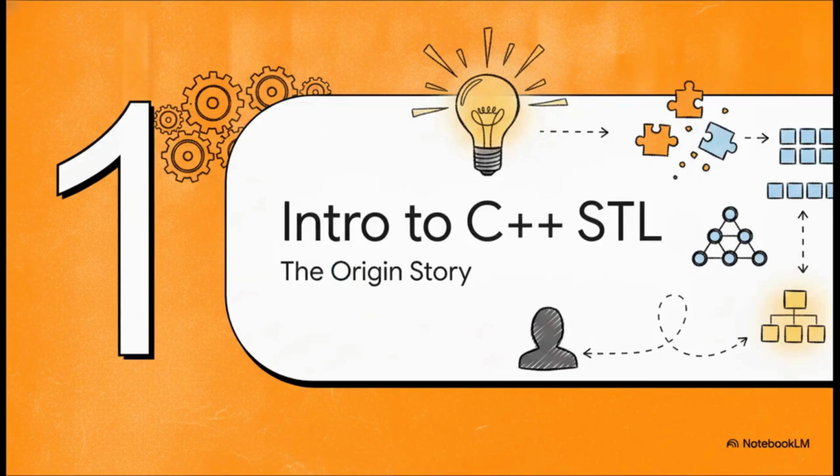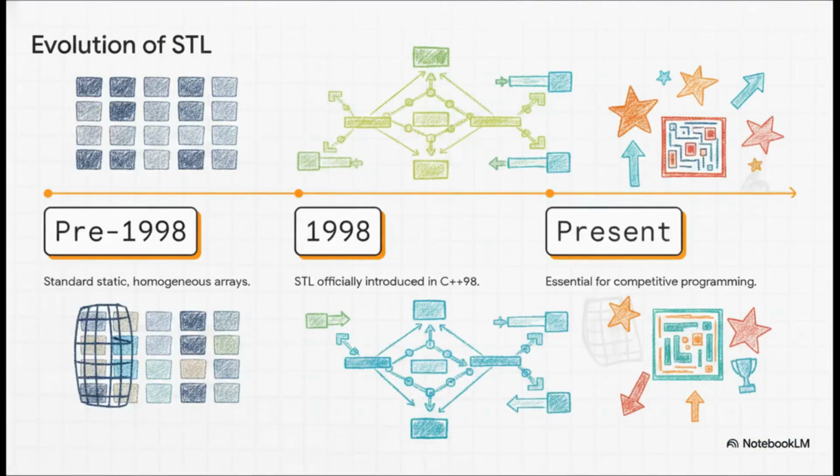Let's start with Section 1, Introduction to the C++ STL, basically the origin story. Take a look at this timeline here. Pre-1998, developers were stuck relying on standard C++ arrays. And they're strictly homogeneous, and they rely on static memory, meaning, well, they're incredibly rigid. You literally had to know exactly how much space you needed right from the very start. But then came 1998, which was a massive turning point. The STL was officially introduced in the C++ 98 version, and it brought these much-needed dynamic, flexible solutions. Fast forward to the present day, it is an absolute fundamental requirement if you want to compete at a high level.